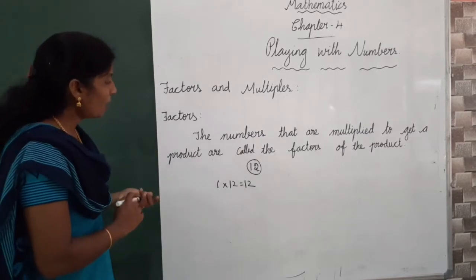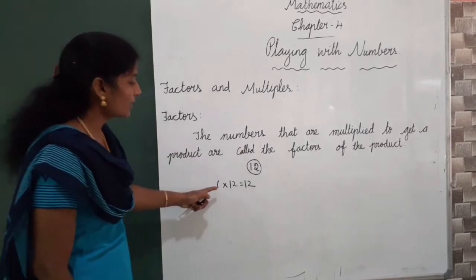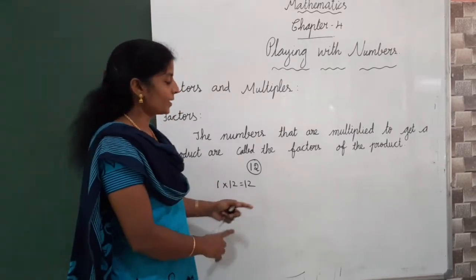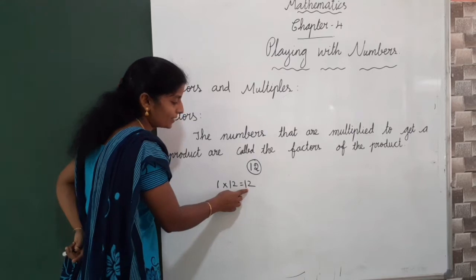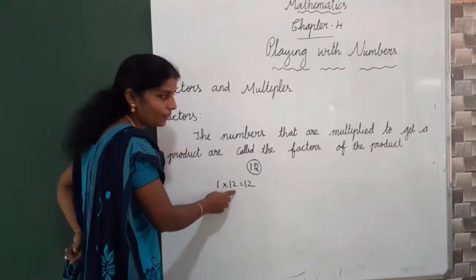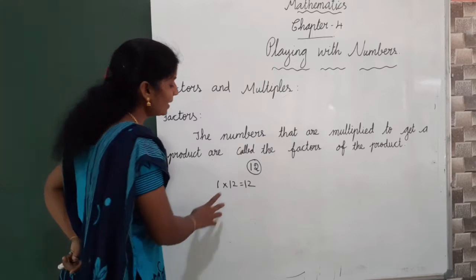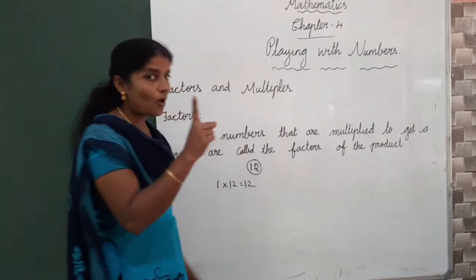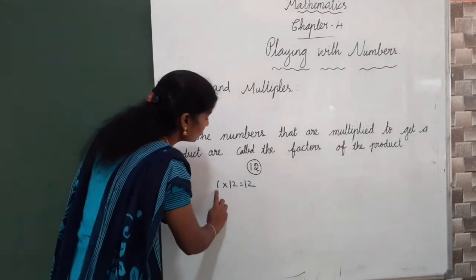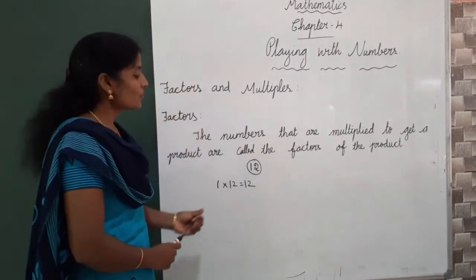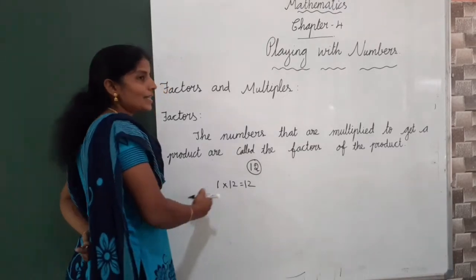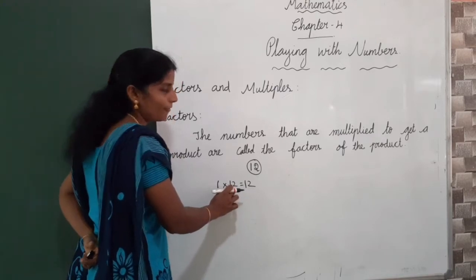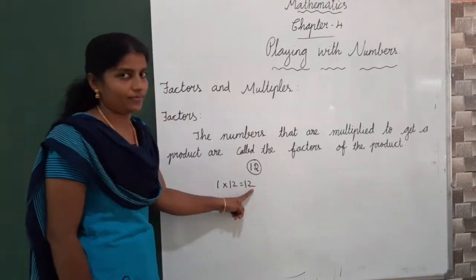Now, what are the factors of 12? Here, this is the product. These two, 1 and 12, are factors. When we multiply the factors, we get one product. Here 1 into 12 equal to 12, so 1 and 12 are the factors of 12.